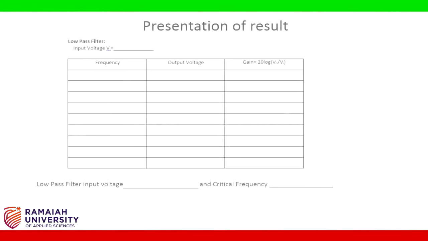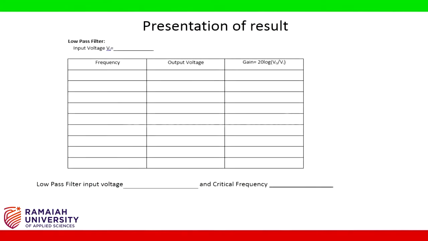Apply an input voltage Vin of 1 volt peak to peak and take the readings for different frequencies starting from 100 Hz to 2 kHz and calculate the gain of the circuit. Plot the logarithmic graph. Measure the critical frequency of the circuit after plotting the graph.